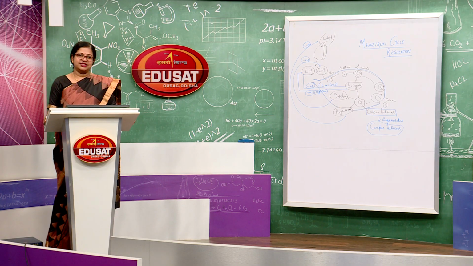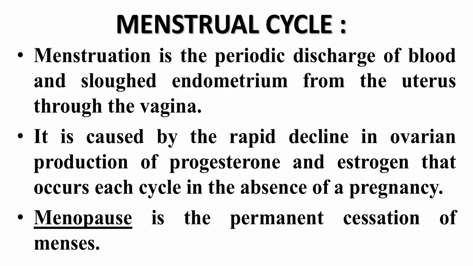Today we will discuss yet another interesting topic, which is the menstrual cycle. What is this menstrual cycle? It is a periodic discharge of blood and the slough of endometrium from the uterus through the vagina. Okay. It is not a difficult topic, it's a very easy one, and I am sure by the end of this all of you will be able to answer everything that will be asked from this particular unit.